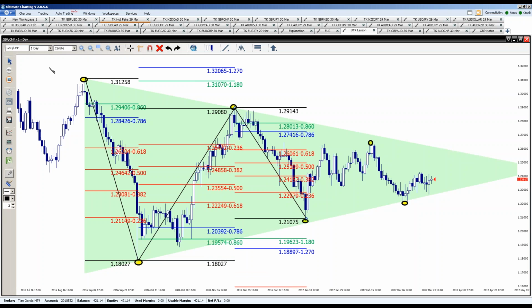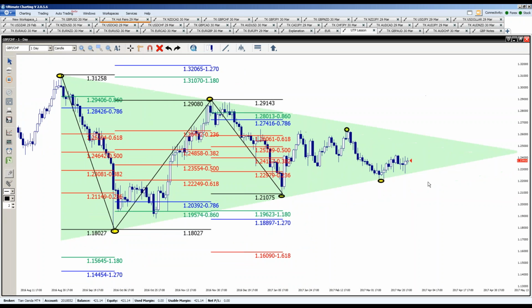All right. Does that make sense? Are we all on the same page here with regards to pennants? Can you clearly see the pennant? Okay, fantastic.